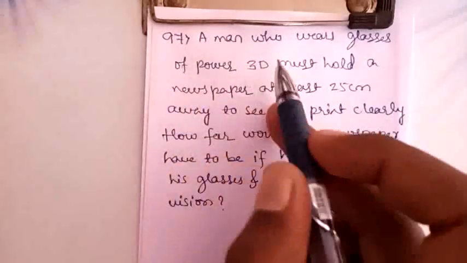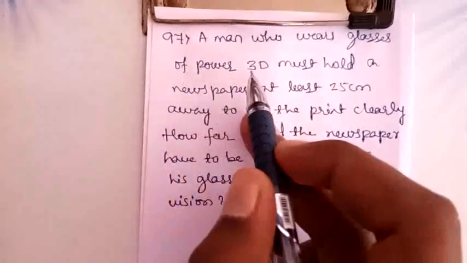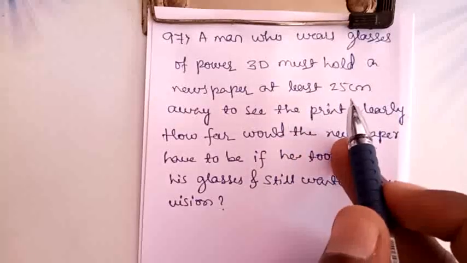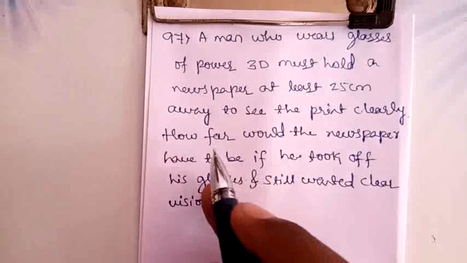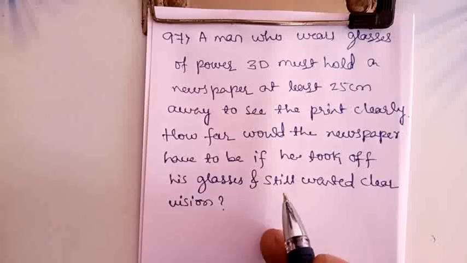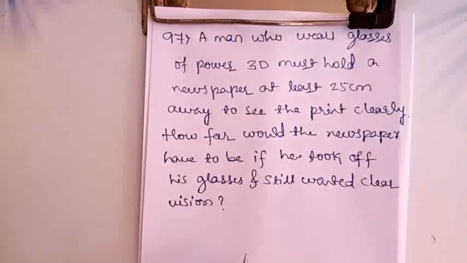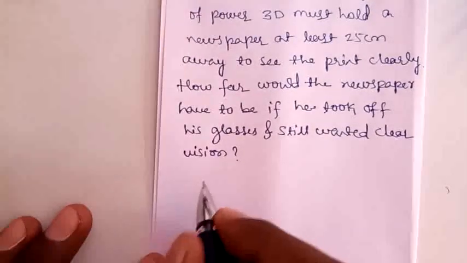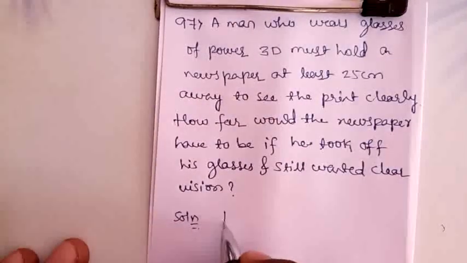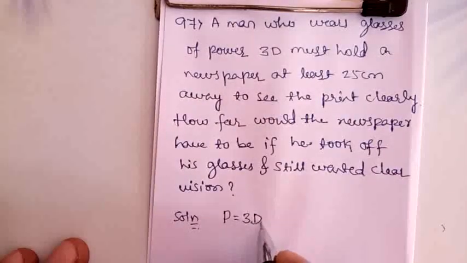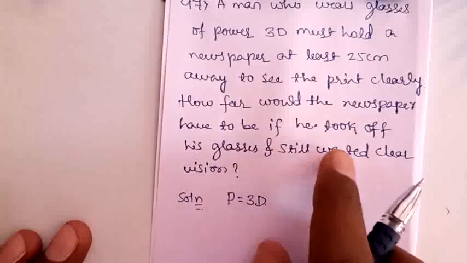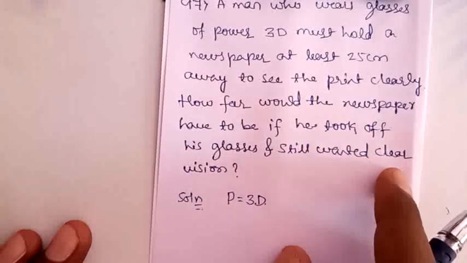Now question number 97. A man who wears glasses of power 3 diopter must hold a newspaper at least 25 centimeter away to see the print clearly. How far would the newspaper have to be if he took off his glasses and still wanted clear vision? Means we are going to find here v now. So solution: power is given, power is 3 diopter. Then we are going to see the object clearly at a larger distance now, because he took off his glasses and still wanted clear vision.